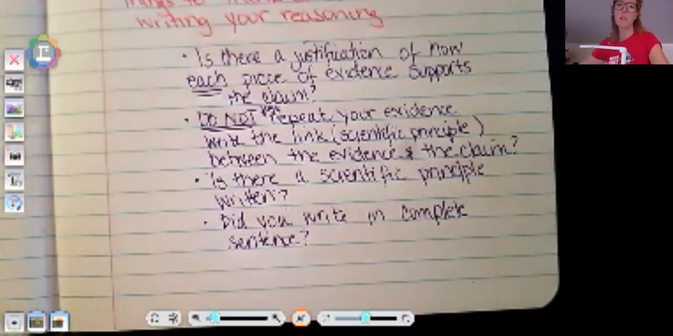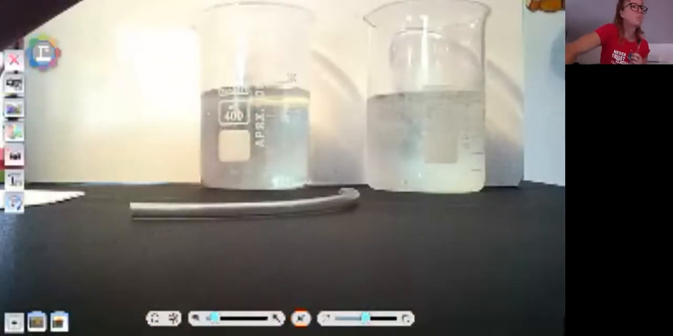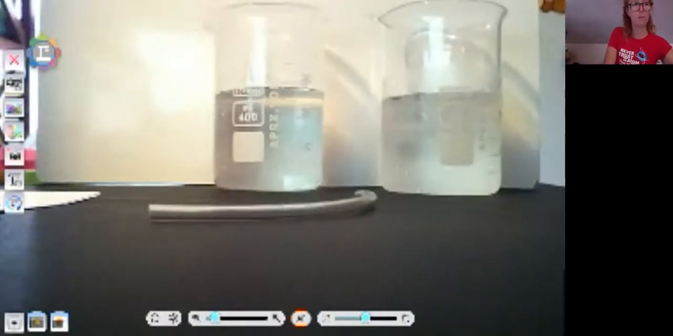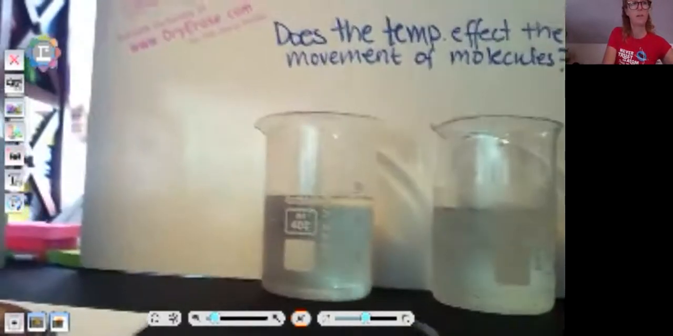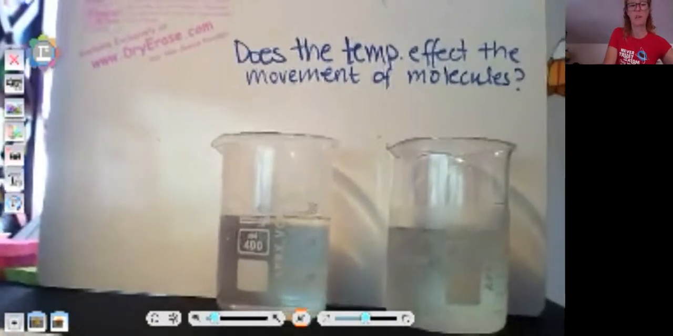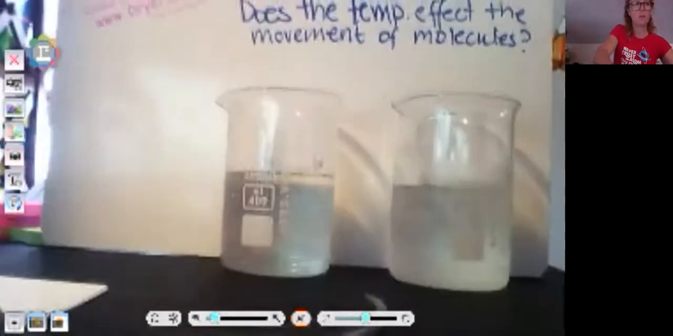So we're going to do one together. I'm going to set my lab up, and you're going to not even know I do that. Okay, welcome back. I have us all set up. Let me raise this up a little bit so you can see the question. Our driving question is, does the temperature affect the movement of molecules? So why don't you write that down, and I'll show you how I've set all this up.